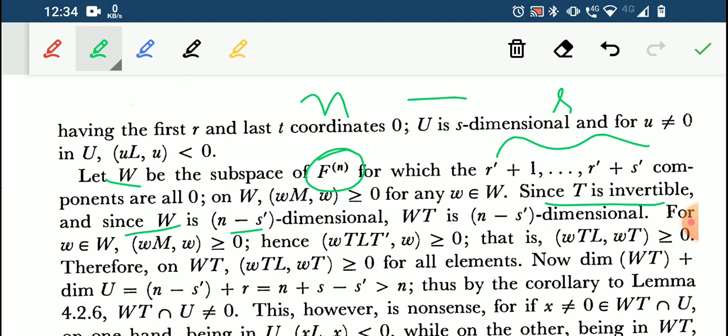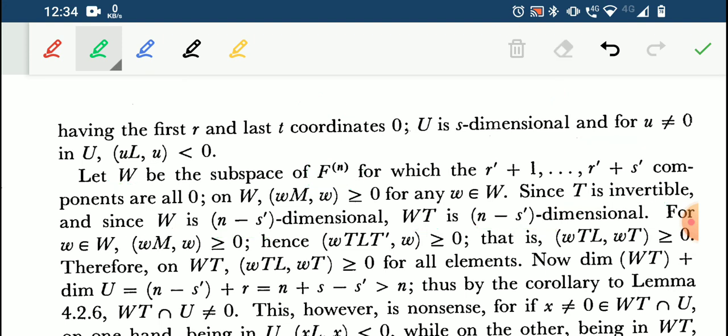Okay. So T is invertible, and since W is n minus s' dimension, WT is also n minus s' dimension, because if T is an invertible transformation, it takes a basis into a basis itself. So the number of elements will be the same, because it needs to be invertible, right? It has to come back, so the dimension will be the same here. It should be one-one and onto, it cannot be just onto. So W is n minus s' dimensional.